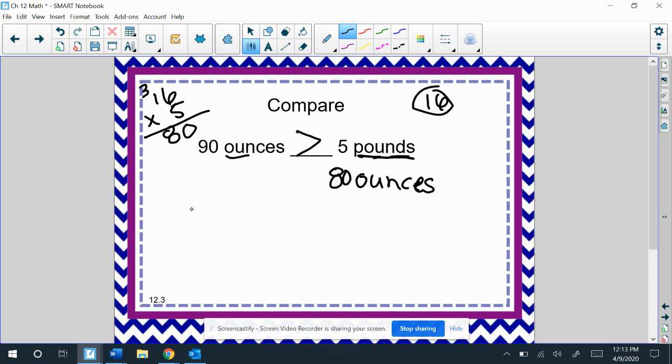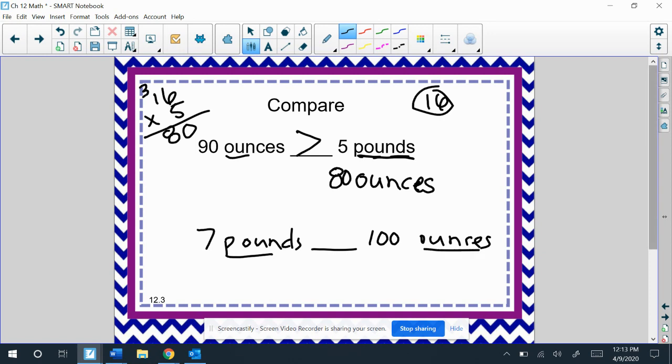Let's go ahead and have you try this next one on your own. I have, let's do 7 pounds. And I want to know if it is greater than, less than, or equal to, let's do 100 ounces. Go ahead and try now. Let's see how you did. It is pounds and ounces, so I know that those are not the same. I need to change something.